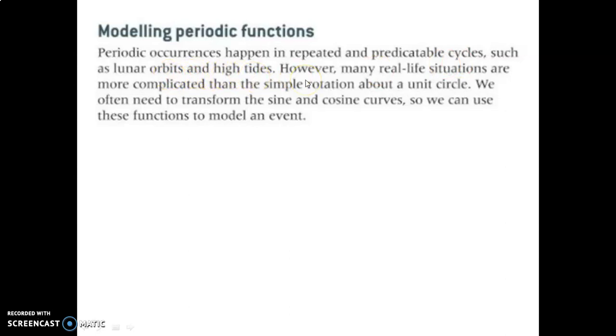However, many real-life situations are more complicated than the simple rotation about a unit circle. We often need to transform the sine and cosine curves so we can use these functions to model an event. What that means is we know the sine and cosine curve have a high point of 1, a low point of -1. They have a period of 2 pi. So that's your basic function.